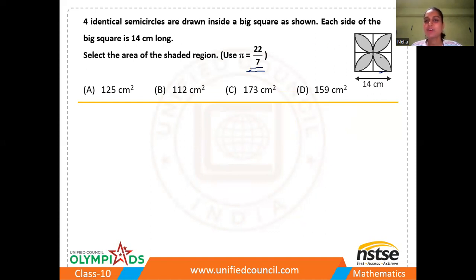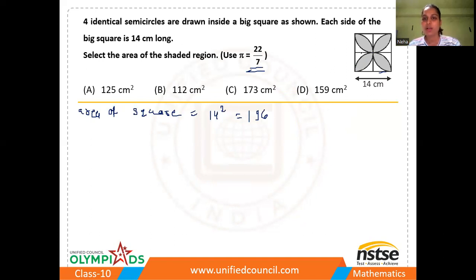The one thing that is given is the side of the square. If the side of the square is given, then I can find out the area of the square. The area of the square is equal to side square, that means 14 square, which is 196. But I don't need the area of the square. I just need the area of this portion.